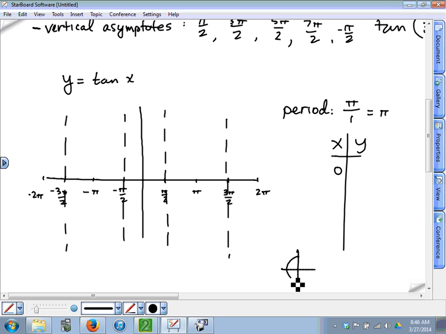Let me draw a quick little circle right here. This point right here, at the right side of the unit circle, that's the location of 1, 0, right? So what would the tangent of that be? 0 over 1, which is 0. So there's a point on the tangent function, 0, 0.